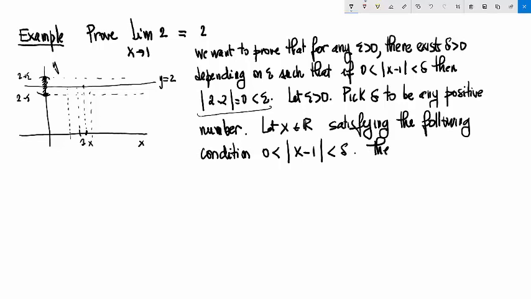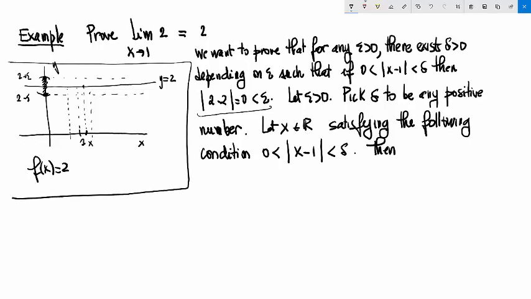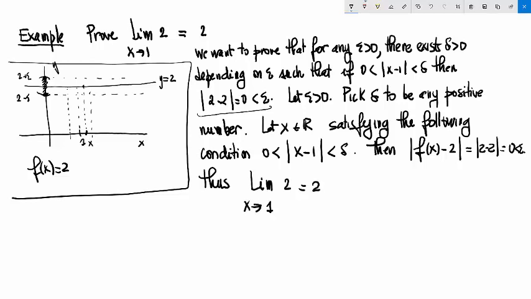Then by definition, f of x here is equal to 2. Then the distance between f of x and 2 is 2 minus 2, which is 0, and that's less than epsilon. Thus, we conclude that the limit of 2 when x is approaching 1 is equal to 2. And this ends the proof.